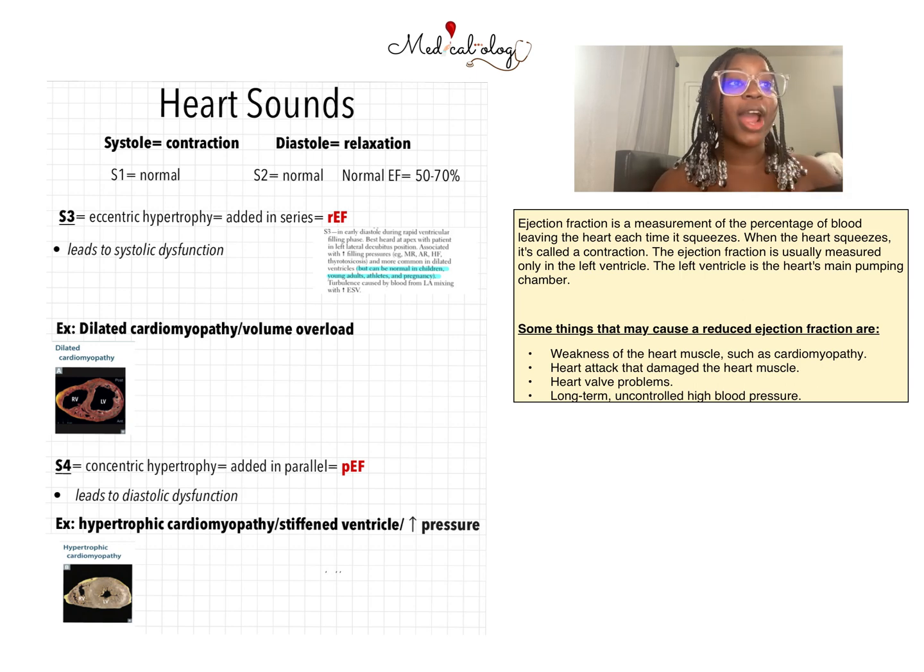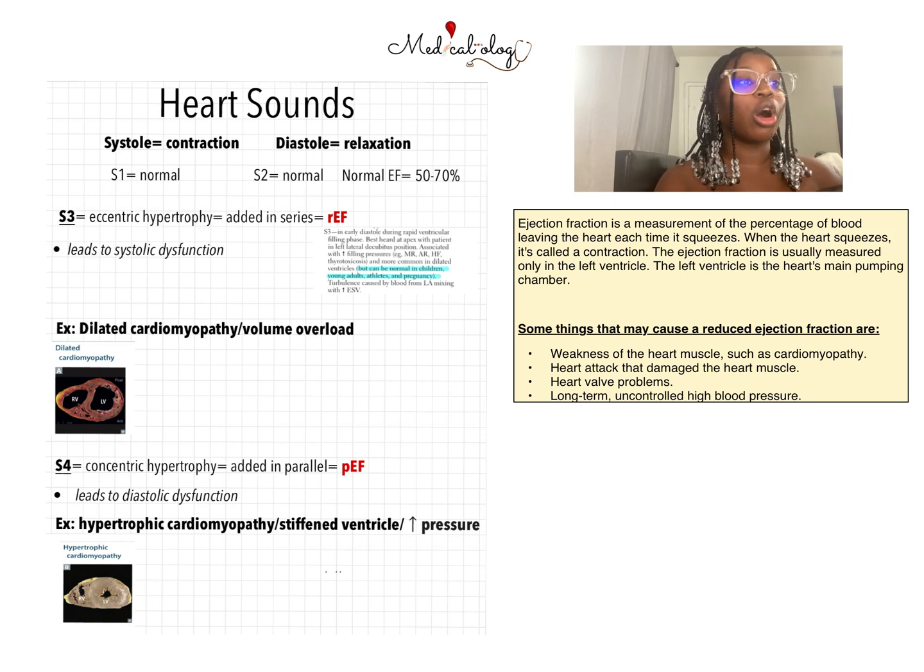So if your ejection fraction is 45%, you should know that that is what? Abnormal. So guys, you need to understand and learn how to interpret this data because they can give you an ejection fraction in the stem, and you need to understand how to pull that out to know if this is abnormal or normal. Okay, so what is an ejection fraction? Ejection fraction is a measurement of percentage of blood leaving the heart each time it squeezes, right? Squeezing, ejecting, contraction. The ejection fraction is usually measured only in the left ventricle.